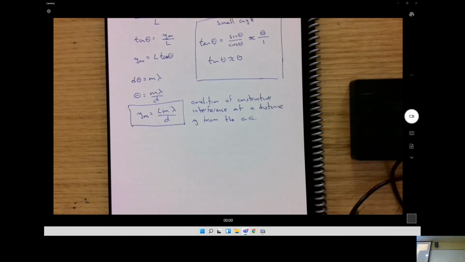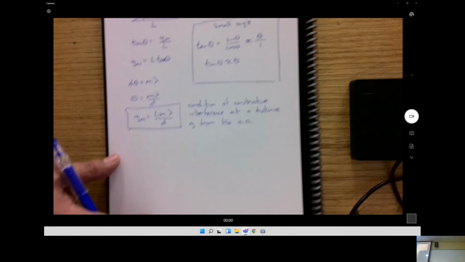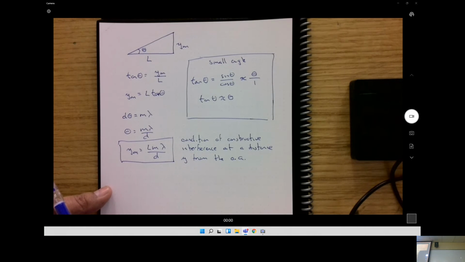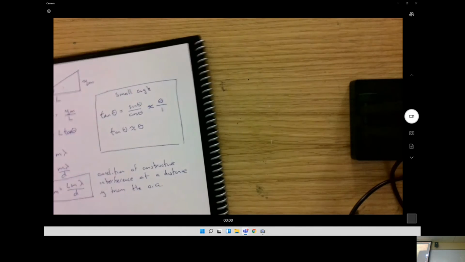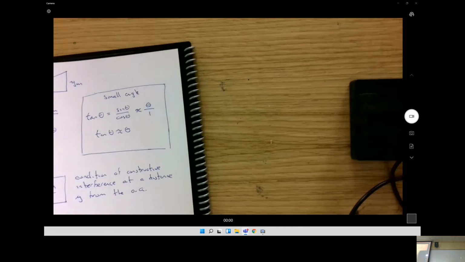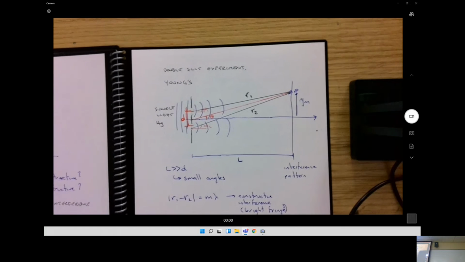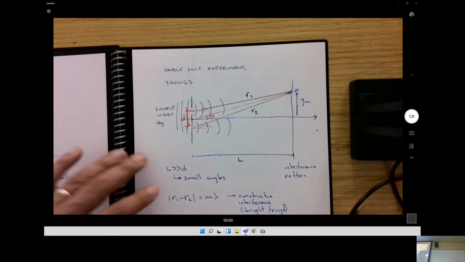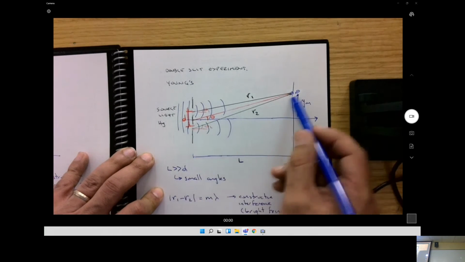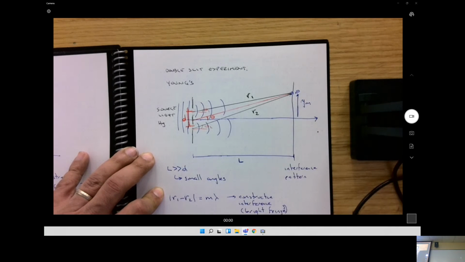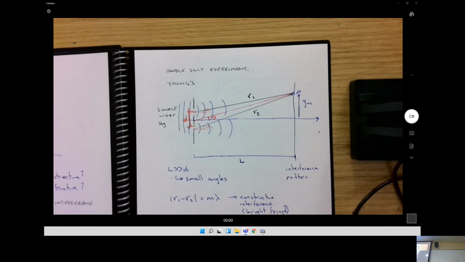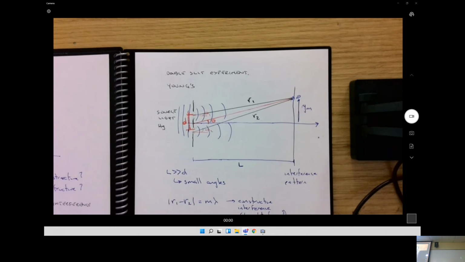Can you go back to where you got the triangle that you drew with the L and the y sub m? This one? Yeah, from the original. This one over here. So the triangle is between the red line, the optical axis, and the y length. Yep. Yeah, makes sense.